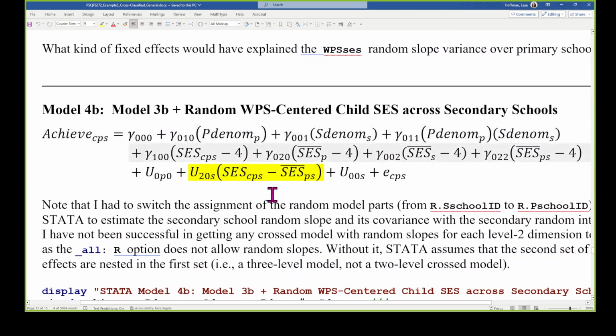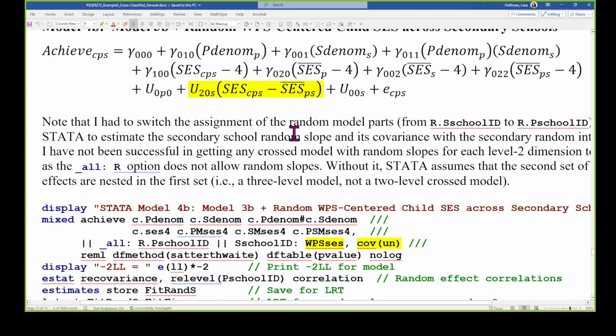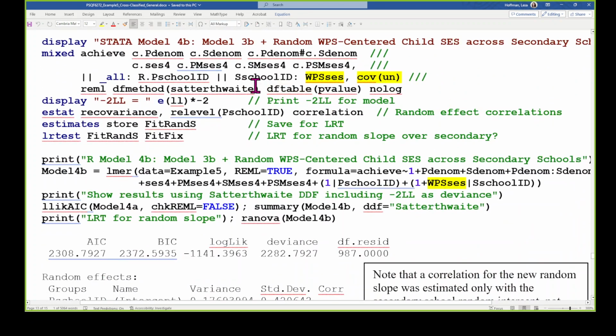What if I added a random slope over the other dimension instead? Could I do that? I just did. Here's random slope over secondary schools instead. And I did that by reversing in Stata which one got the weird prefix so that I could put the random slope here. I tried and failed to get a random slope to work inside that notation. I don't think it can. So I think functionally what that means, Stata users, is that within this mixed framework, you cannot have random slopes across both cross dimensions at the same time. I don't see how it's possible.